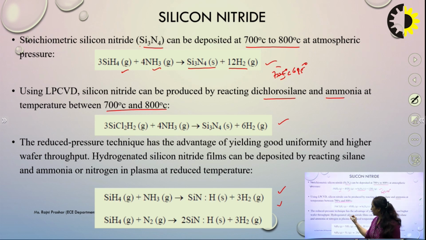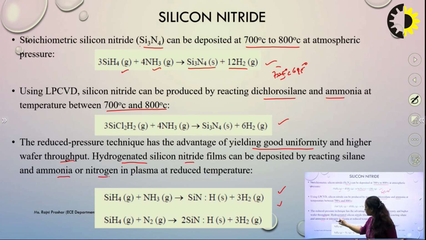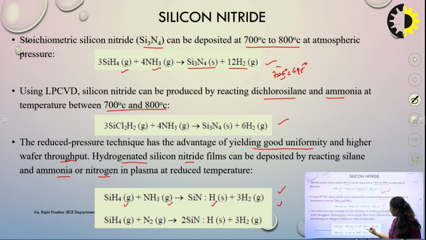The reduced pressure technique has the advantage of yielding good uniformity and higher wafer throughput. And hydrogenated silicon nitride films can be deposited by reacting silane and ammonia or nitrogen in plasma at reduced temperature. So we can see in the reaction that when silane is reacted with NH3 gas, we are going to have SiNH and hydrogen gas. When it is again reacted with nitrogen, we are going to have silicon nitride and hydrogen gas.